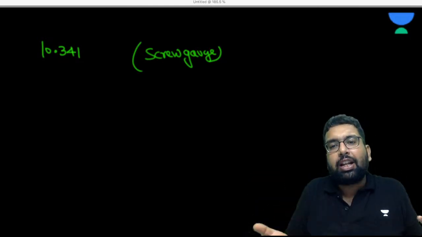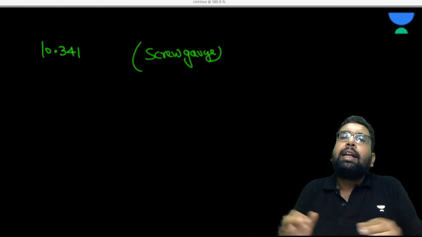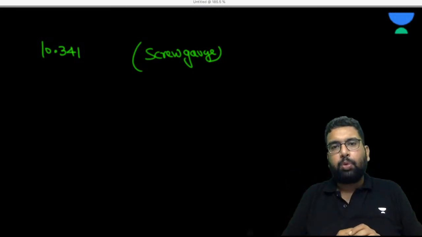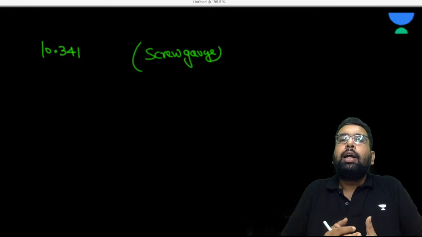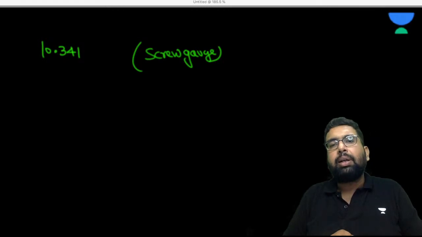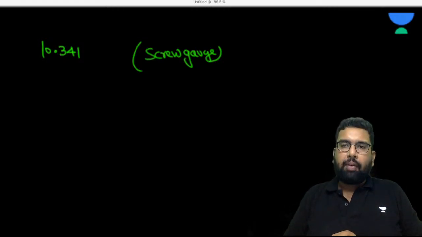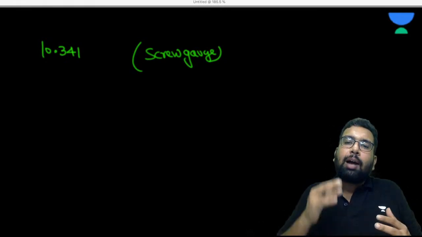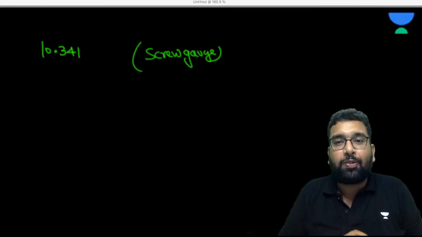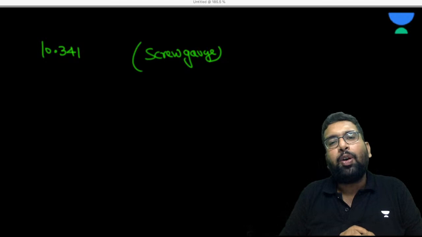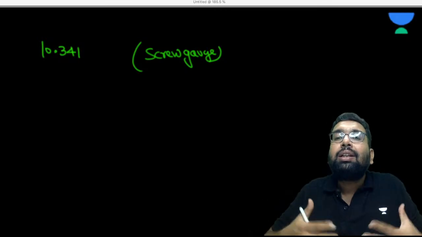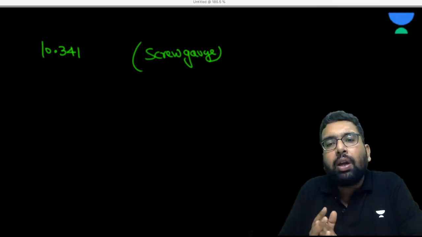Similarly, the general screw gauge available in the market can measure up to 0.001 centimeter. That is, if you are measuring in centimeters, you are going to have accuracy up to 3 decimal places. So if you are measuring with a screw gauge, then you can write 10.341. Otherwise, you cannot write it. So this is the significance of significant figures in terms of measurement.